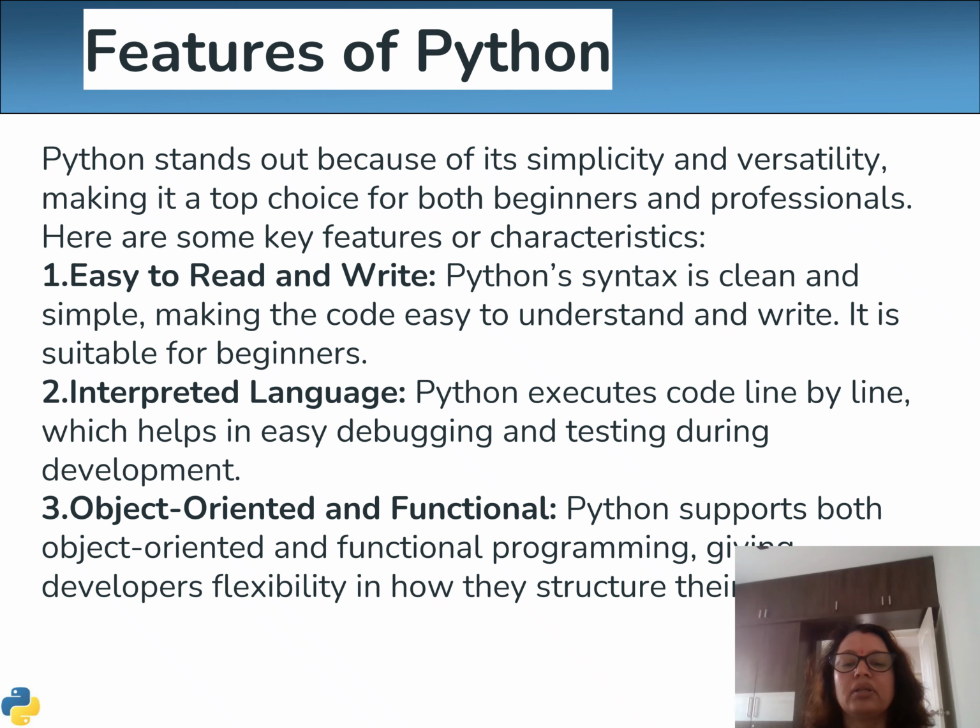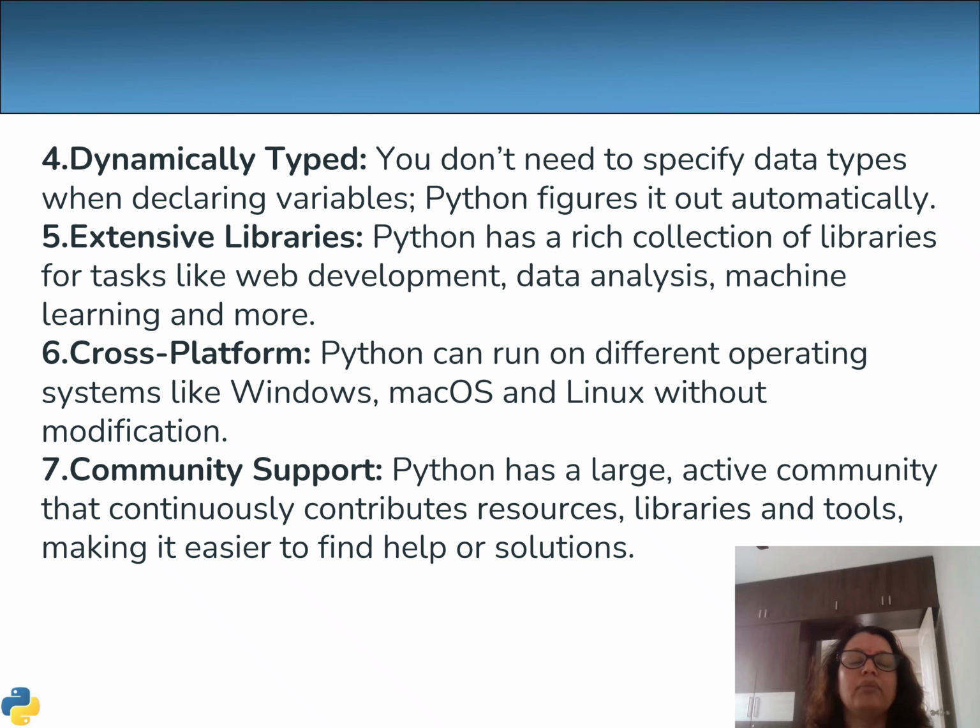Object-oriented and functional. Python supports both object-oriented and functional programming, giving developers flexibility in how they structure their code. Then dynamically typed. So there is no need to type the data types when defining the variable. We can just mention the variable without specifying any data type. You don't need to specify data types when declaring a variable. Python figures it out automatically.